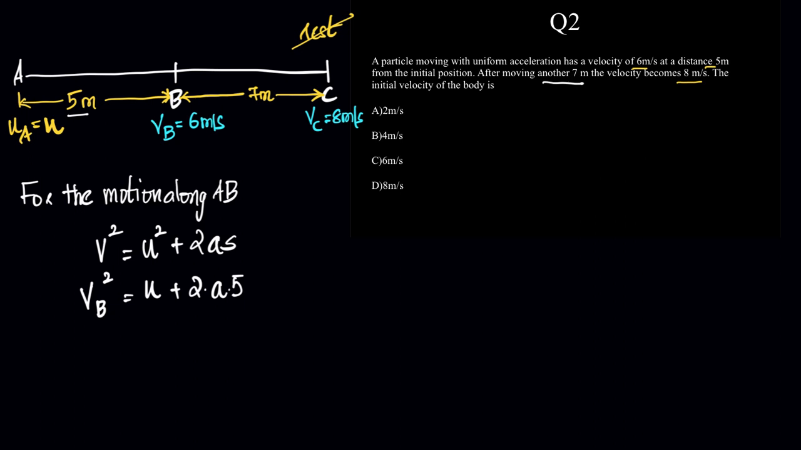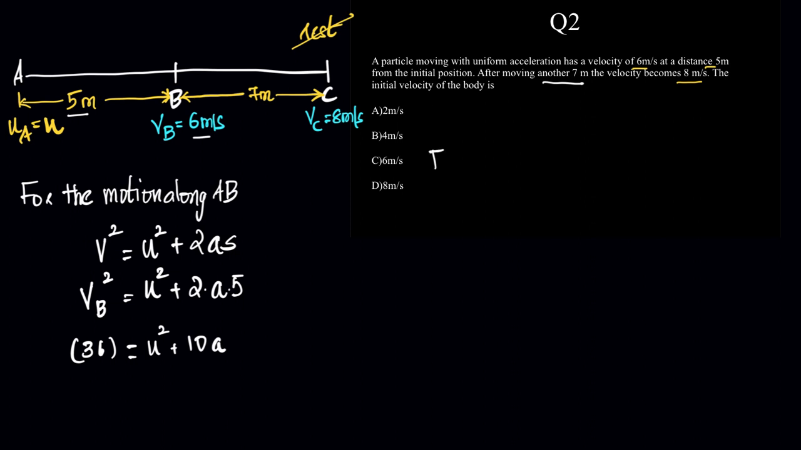So what do we get as the first equation? How much is VB square? VB is given as 6 meter per second, so that becomes 36 is equal to u square plus 2 times 5, which is 10, so we get 10a.